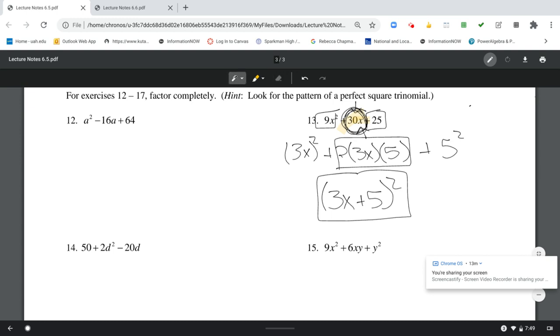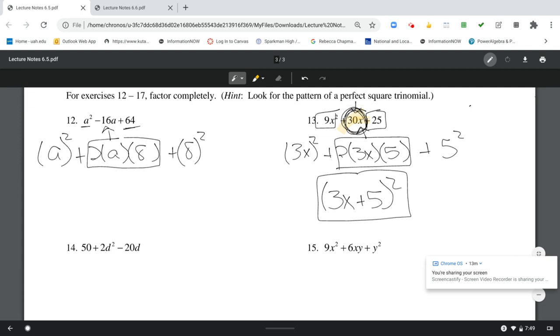So this would be a squared plus 2, I need two parentheses there, plus 8 squared. If your first term and your last term are not perfect squares, this method does not work. So I'm going to put an A here and an 8 here. When I multiply all this together, if I get that middle number, I'm good.